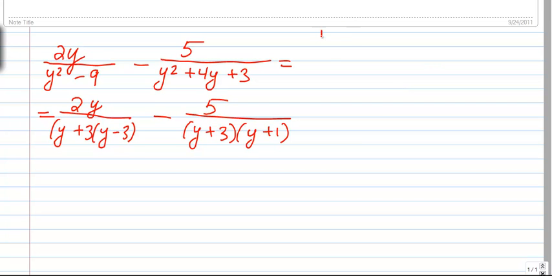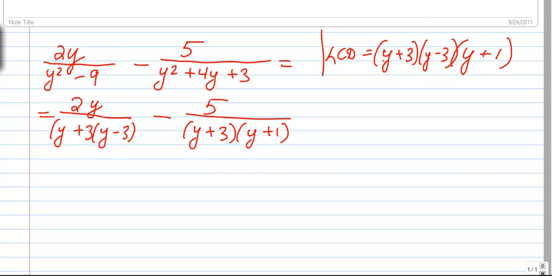Now here on the side we will try to find our LCD. We list the factors of the first denominator, and now we look carefully and search for any factors that are missing, and apparently the factor y plus 1 is missing from this group. So now the product of all these three factors is our LCD.